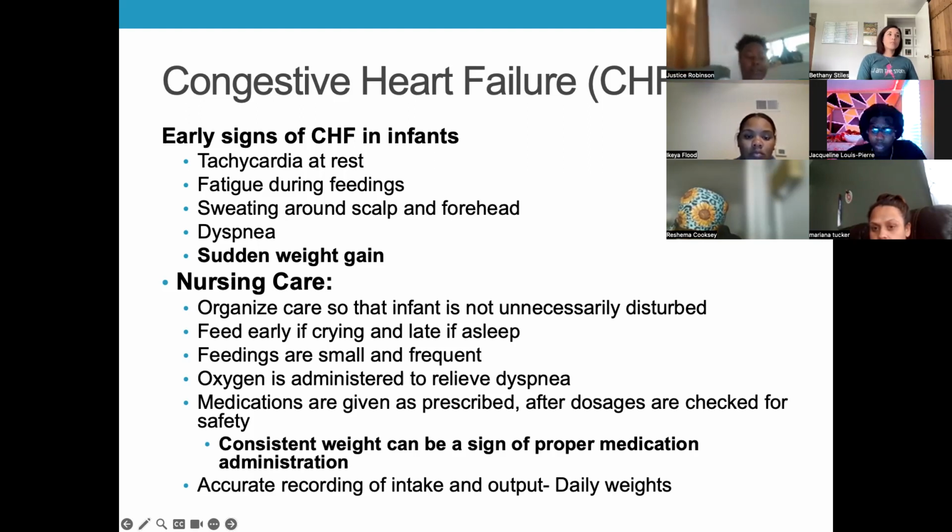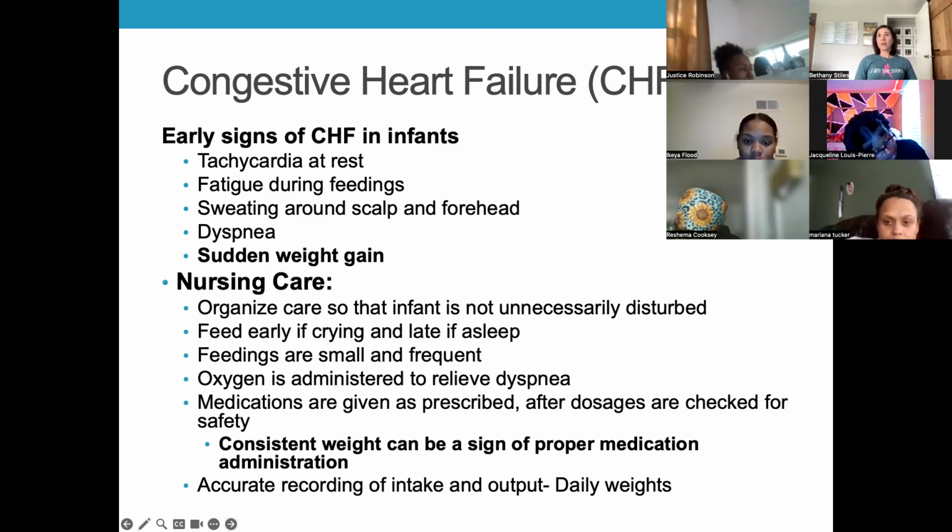And then we can supplement with oxygen to relieve that shortness of breath. And then we'll give medications according to our orders and checking our dosages for safety. If we see them maintaining a consistent weight, that can be a sign of proper medication administration. So that is a sign that we want to see. It means parents are being compliant with their meds, they're working effectively. So if they keep that consistent weight and we're not seeing these sudden spikes in weight or sudden drops in weight, we know that we're on a good medication regimen. Then, like we talked about, daily weights and accurate eyes and nose.